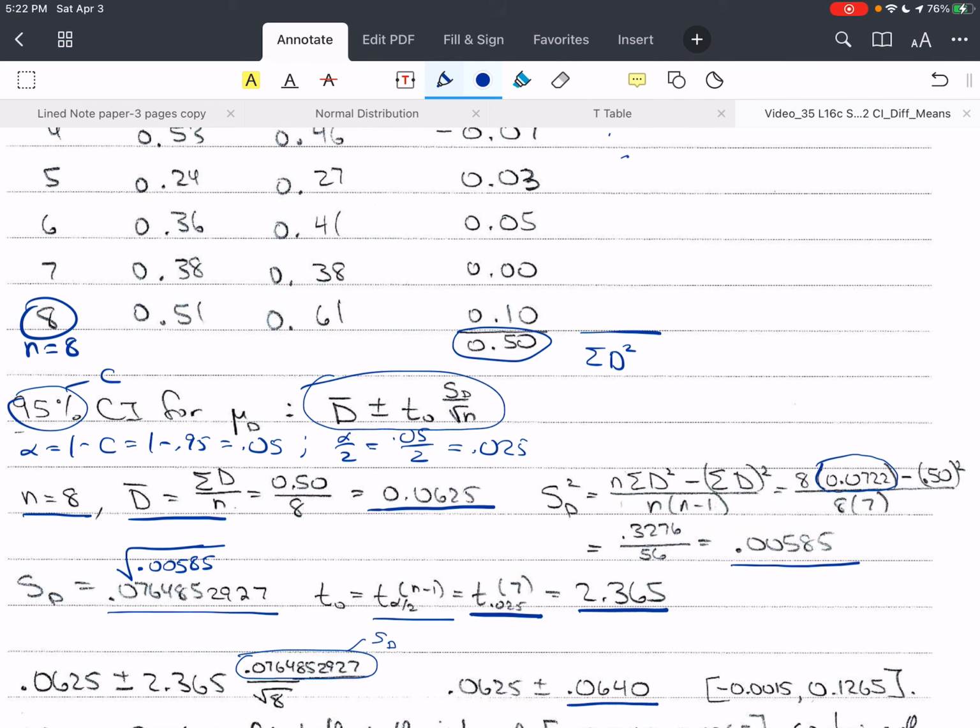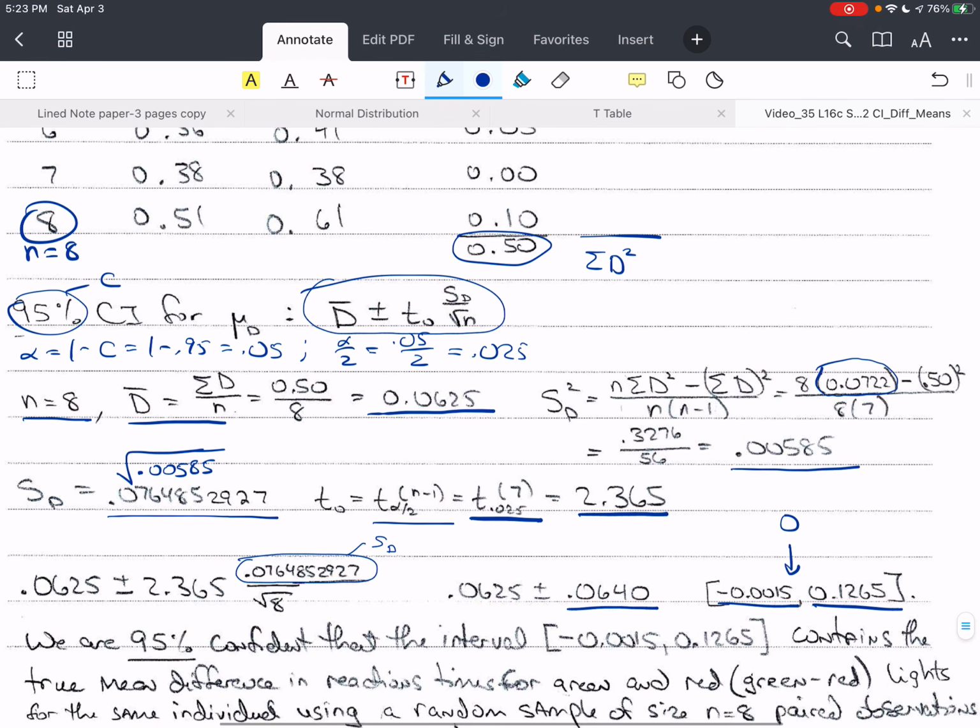And I did this to too many decimal places. I should have done this to 3 decimal places, but I went ahead and did it to 4. So when we subtract, we get negative 0.0015, and when we add, we get 0.1265. Notice again that 0 is in the confidence interval, and that means that there is no difference at 95% confidence level. There's no difference between the reaction to red lights and green lights within the same individual.